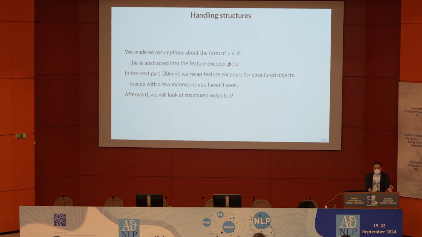And now let's throw structures into the mix. There are at least 2 places in which you can encounter structures: in the x objects, so the inputs, or in the y objects, the outputs. Note that in our presentation of the linear classifier, we didn't really make any assumptions about what is x or what is the feature encoder phi of x. It can be anything. And this is key to allowing us to use structures in the inputs. We just have to design an appropriate feature encoder phi for the kind of structure that we're looking at.